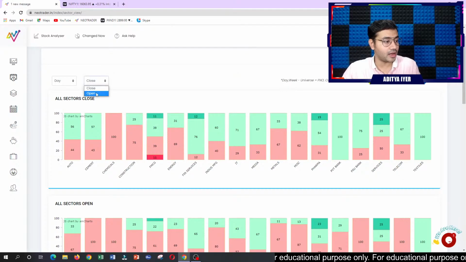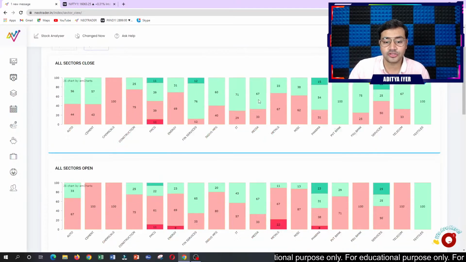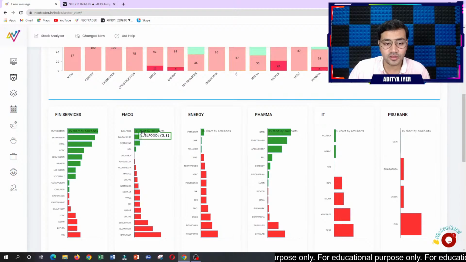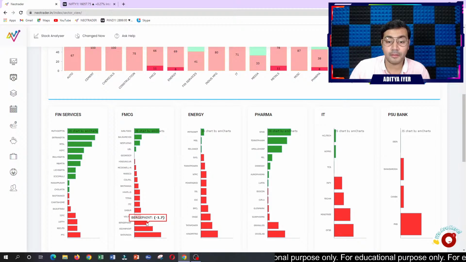Let me go up and let me choose open here. If I choose open and let me go down, see what is in FMCG? Jubilant Food, Balrampur Chini and Nestle. All of these have not moved much. The stock that's moving is Jubilant Food. The stocks that are losing the most are Bata, Asian Paints, and Berger Paints.